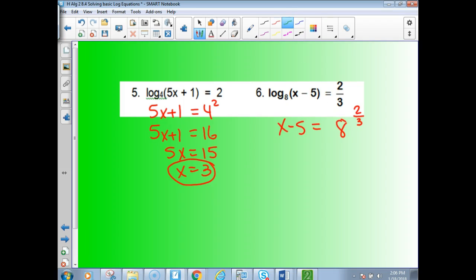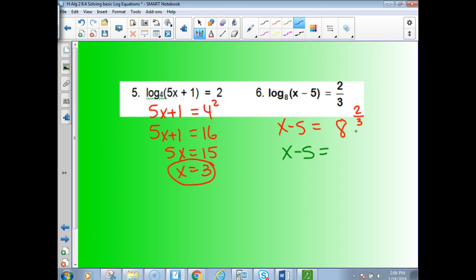All right, now wait a minute. What's 8 to the 2/3 equal? How do you know it's 4? So someone else in the room is probably saying, I don't know why that's 4. That is not the answer I want to hear. I do not want to hear that you put it in the calculator.